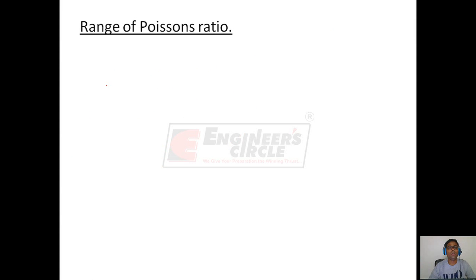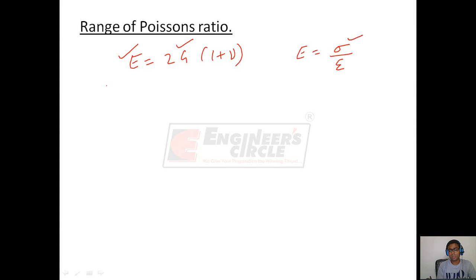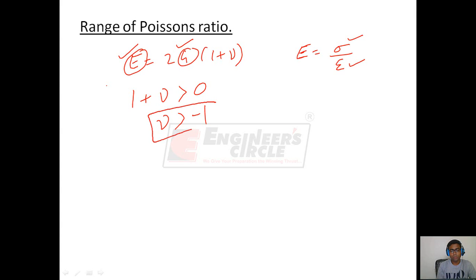Now let us find the range of Poisson's ratio. We have seen that E is equal to 2G into 1 plus nu. Now since E is a material property, Young's modulus, and G is also a shear modulus, therefore E and G are positive, because E is defined as the ratio of direct stress to direct strain. This is positive, this is positive, so we get Young's modulus E as positive. Similarly, G is always positive, therefore 1 plus nu should also be always positive. Therefore, we get that nu should always be greater than minus 1.